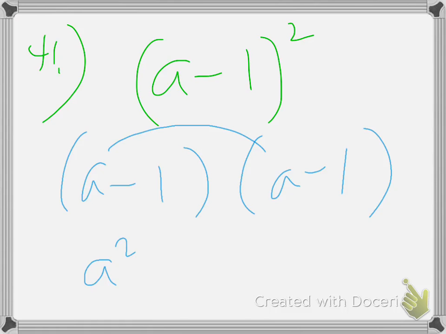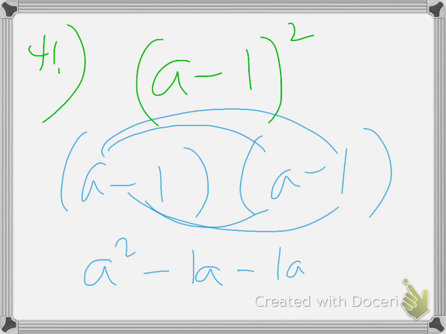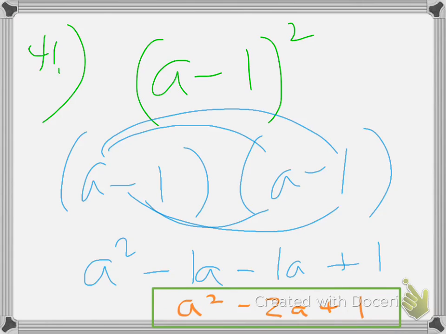You get an a² minus 1a, minus another 1a, and there's a plus 1 at the end. So for a grand total, I'm going to switch pens to make it more vivid. You get a² minus 1a minus another 1a is minus 2a, plus 1. And that is the answer, my friends.